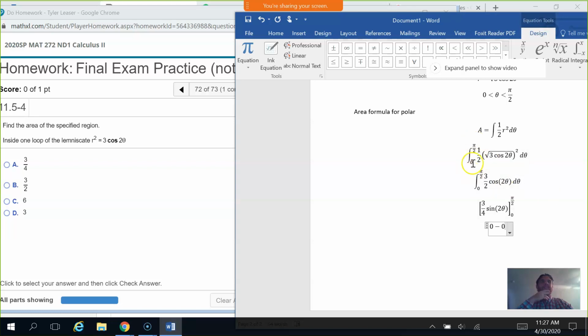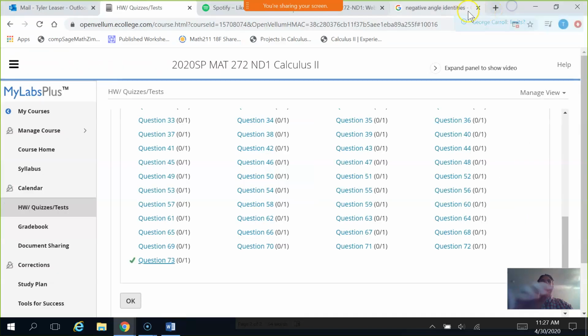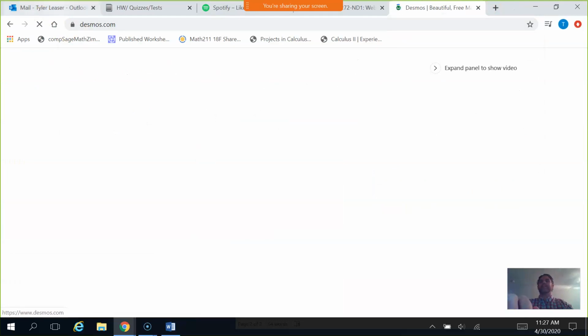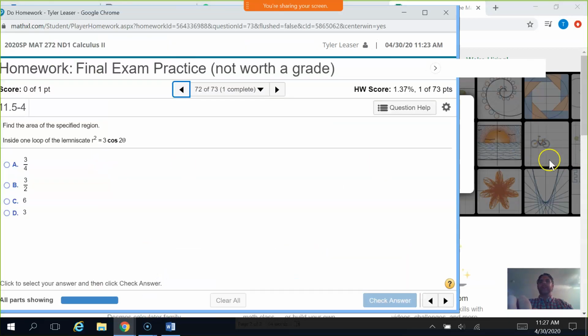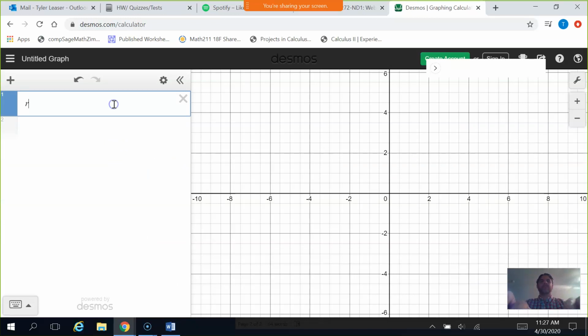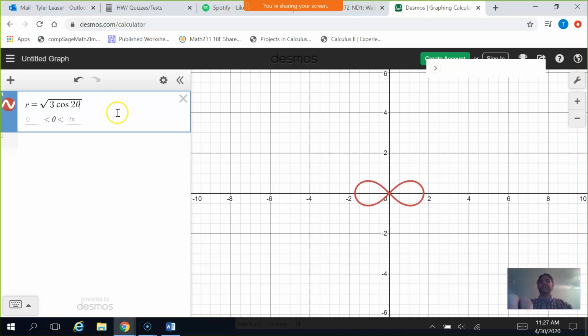Maybe it's our limits going from 0 to pi over 2. Yeah, it must be the limits that I've goofed up. All right, let me go into Desmos and really graph this thing out. So r equals square root 3 cosine of 2 theta. Cool. So we were trying to do 0 to pi over 2.